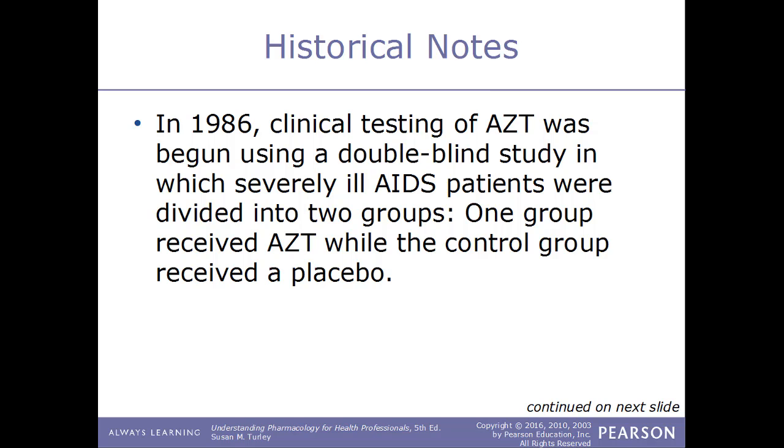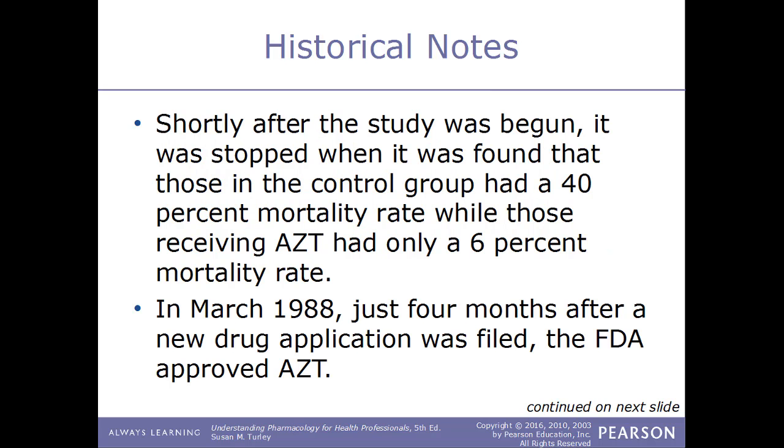One group received AZT, while the control group received a generic placebo. Shortly after the study was begun, it was stopped when it found that those in the control group had a 40% mortality rate, while those receiving AZT only had a 6% mortality rate. In March 1988, just 4 months after the new drug application was filed, the FDA approved AZT.